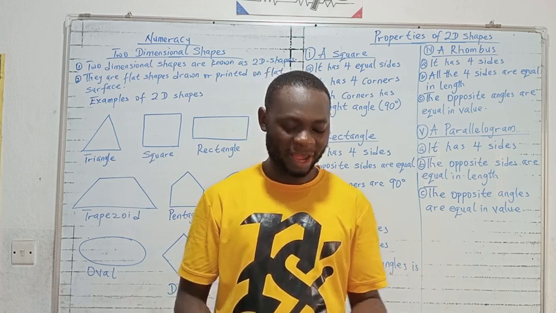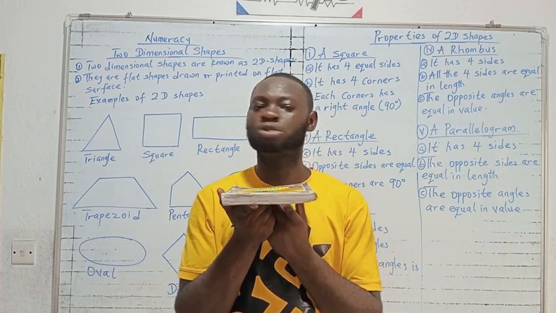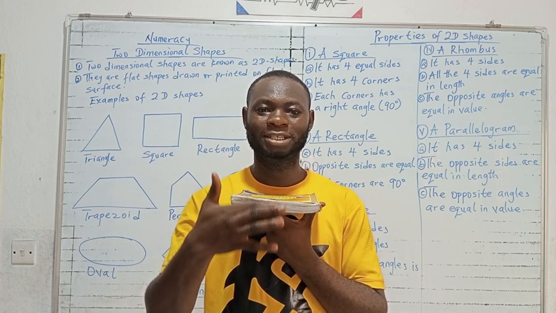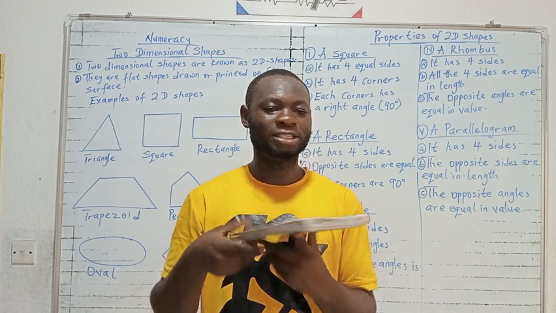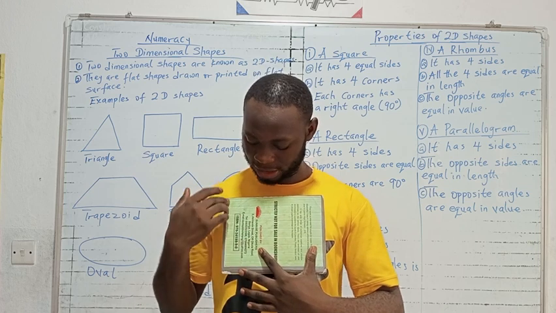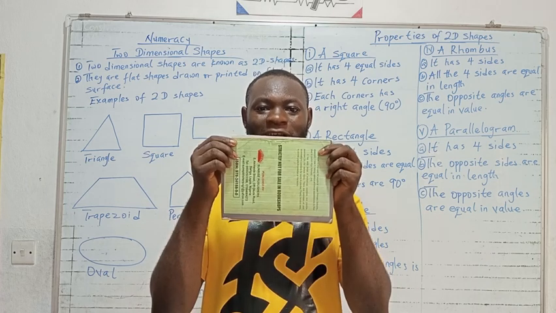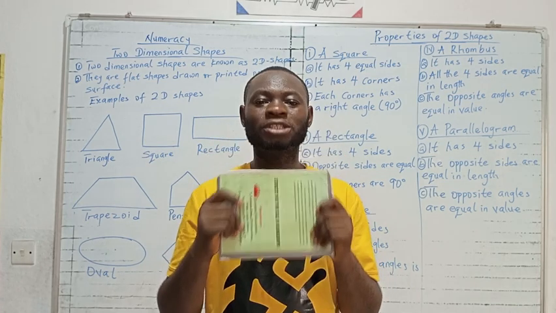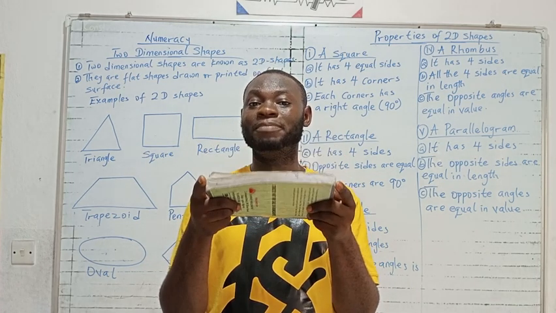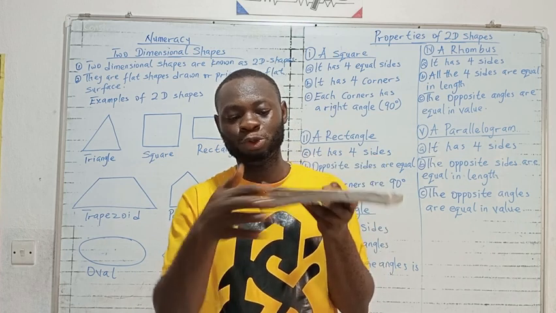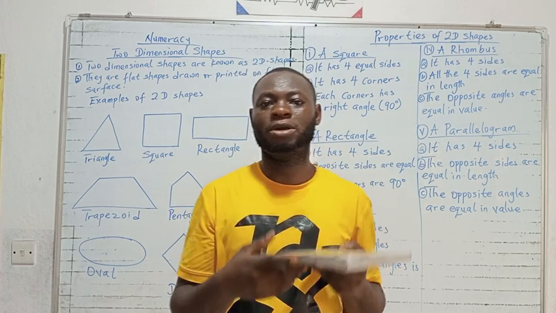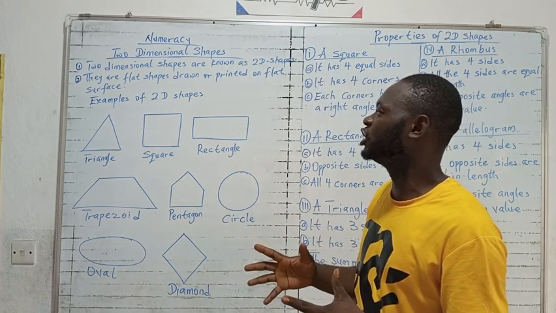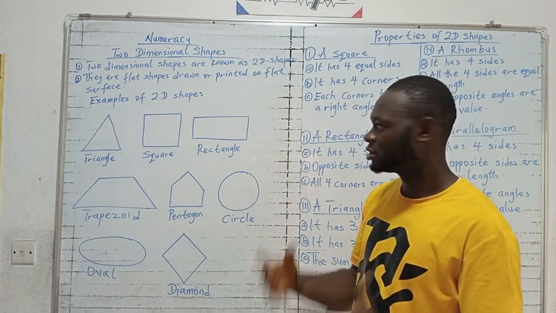Depth simply means, if I have this book, it is not a two-dimensional shape because it has depth. You can see the depth, right? But this face of the book is a rectangle. You can see the rectangular shape. But this book on its own is not a two-dimensional shape. We can call it a three-dimensional shape because it looks like a cuboid due to the presence of this depth. So 2D shapes don't have depth, but they are simply flat shapes drawn or printed on flat surfaces.